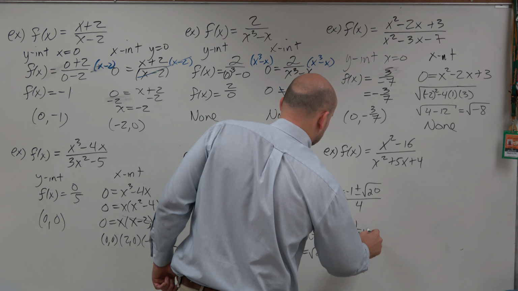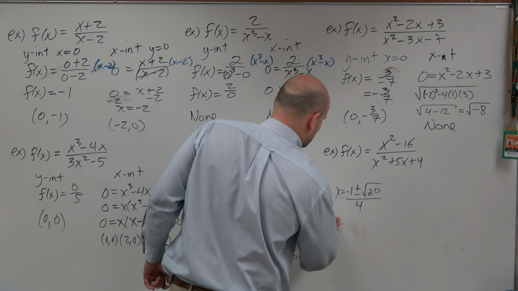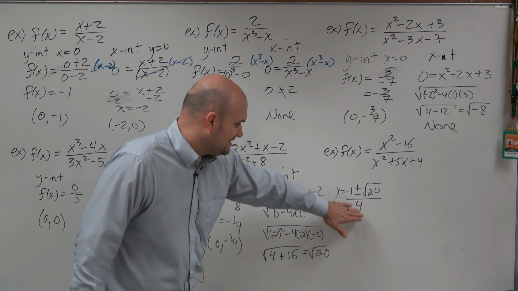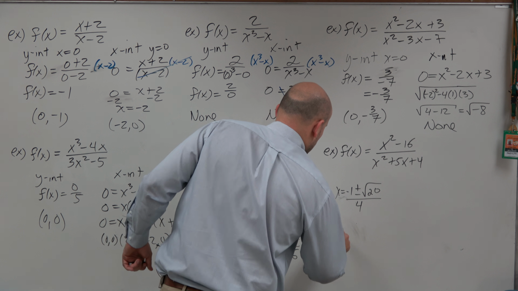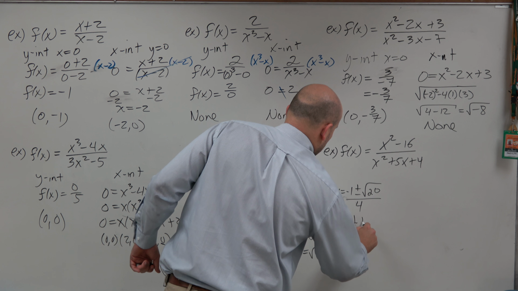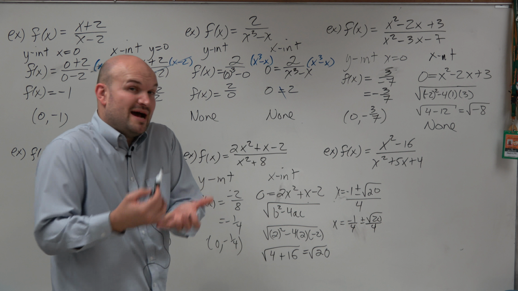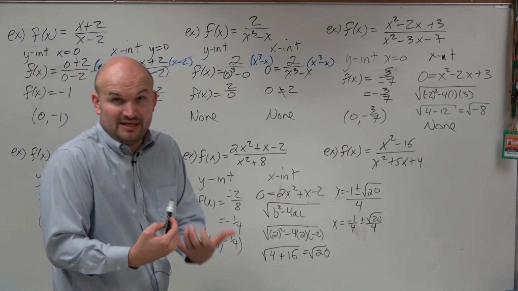Actually, you know what? I'm just going to leave them as that, just to save myself a little bit of time. So x equals negative 1/4 plus or minus the square root of 20. And those are going to be my x-coordinates, and your y-coordinate is going to be 0.